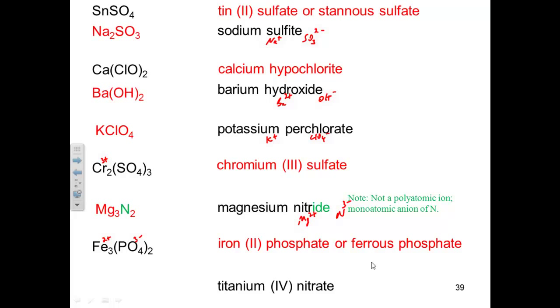Titanium(IV) nitrate. That Roman numeral is telling me my charge on my titanium, which is 4 plus. And I know nitrate is NO3 minus. So that means I'm going to need 4 nitrates for every 1 titanium. So my formula would be Ti(NO3)4, titanium, open parentheses, NO3, close parentheses, subscript 4.